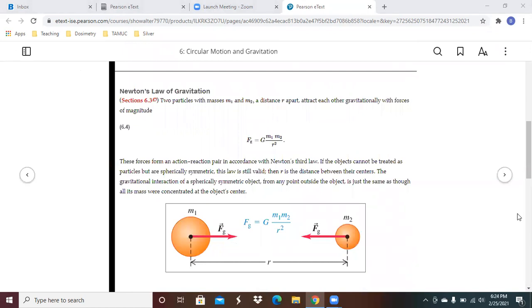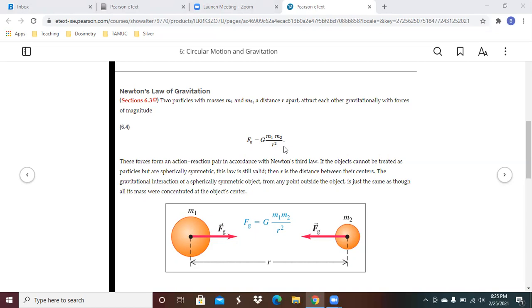So we've got Newton's laws of gravitation. That's the next section, section 6.3. So if you've got two particles with mass m that are a certain distance r apart, they are going to attract each other gravitationally with these forces of motion being described here. These forces form an action-reaction pair in accordance with Newton's third law. If the objects cannot be treated as particles but are spherically symmetric, this law still holds. R is just going to be the distance between the centers.